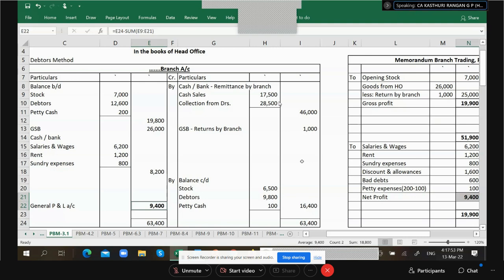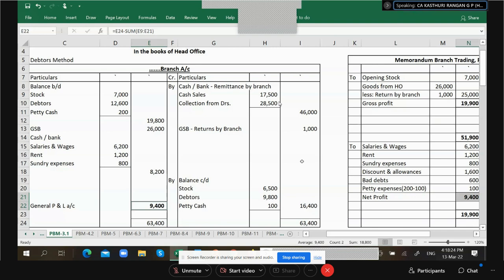The loading is added by HO to the branch. It is within the company. So unless the loading is removed, the real profit of the branch cannot be ascertained. Therefore, if the goods are sent at invoice price, we have to prepare another account, the branch adjustment account, where we have to make entries for removal of loading under the stock and debtors method.